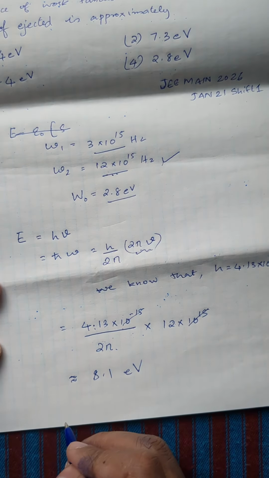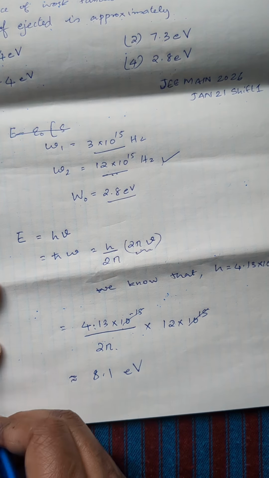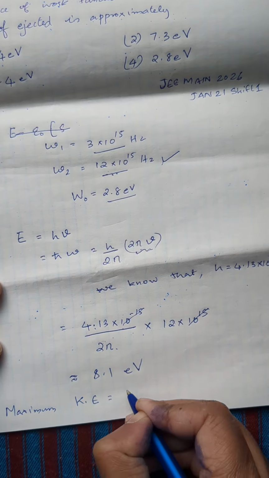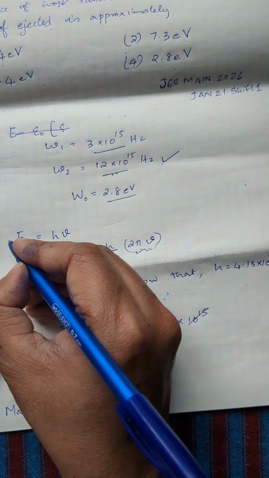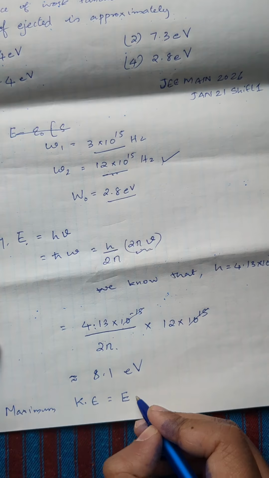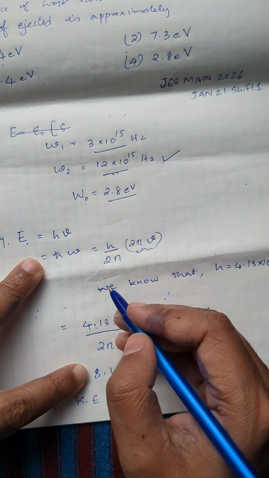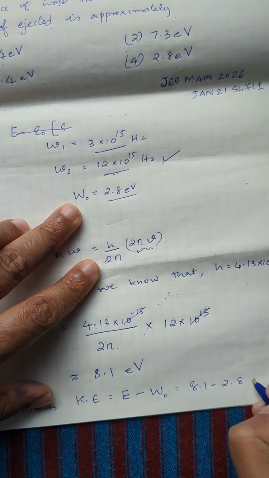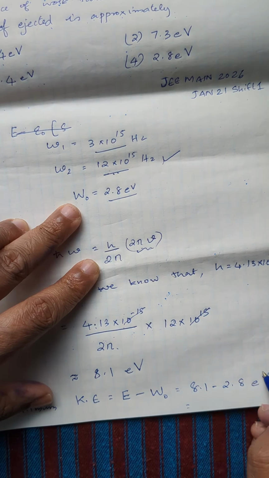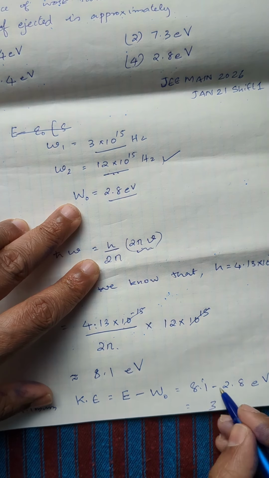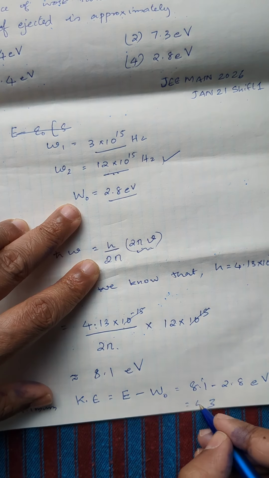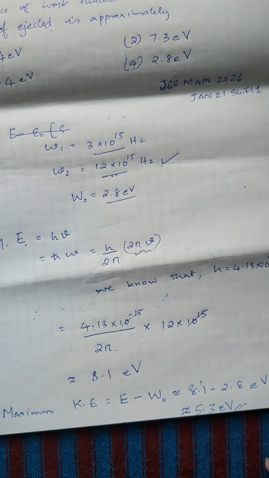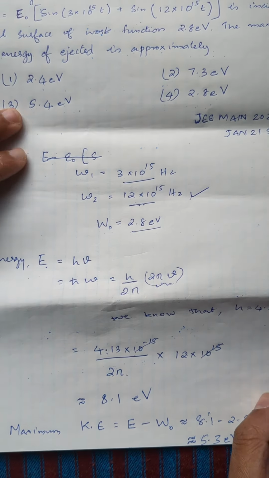So now we have to subtract the work function from here so as to get the maximum kinetic energy. Therefore, maximum kinetic energy is equal to E, this is energy E, minus the work function, which is W0, that is 8.1 minus 2.8 electron volt. So approximately 5.3 electron volt. So the closest answer is given as 5.4 electron volt. So that is your answer.